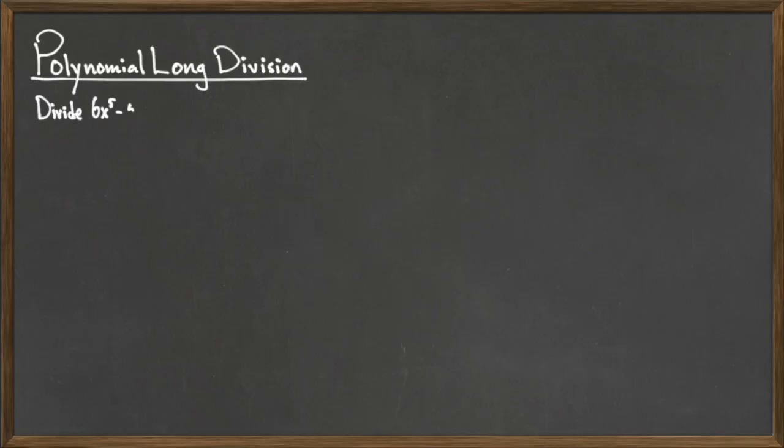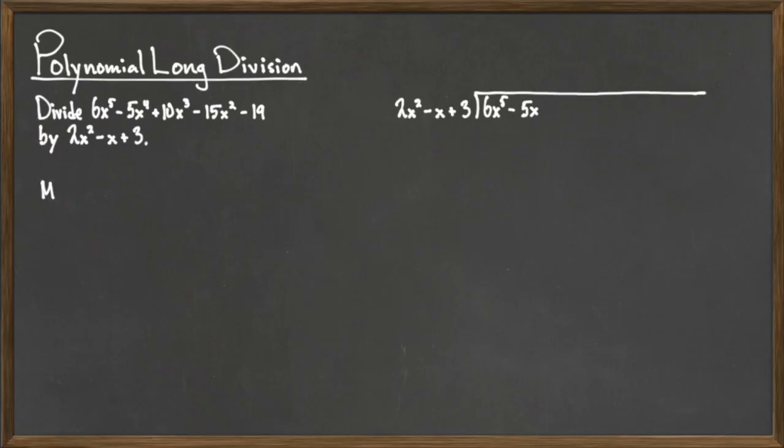Let's look at one last example. We're going to compute the polynomial division of 6x to the 5th minus 5x to the 4th plus 10x cubed minus 15x squared minus 19. Even though it's a bigger problem, fundamentally it's not different than what we just did, it just takes a few more steps. One thing I'll note is that underneath the division sign I have a 0x.